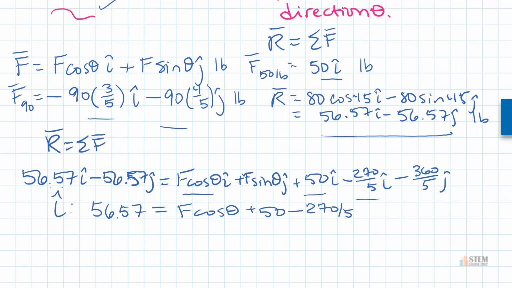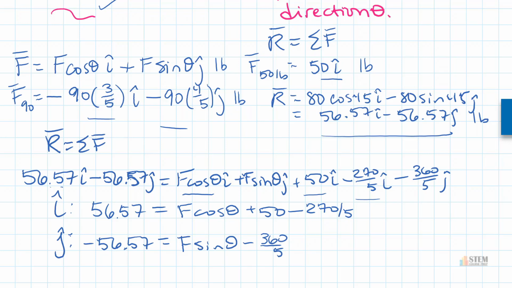Now I can't solve for my two unknowns here. I have two unknowns, one equation, so I can't really do anything with that. So let's go to the j equation and see what we get with that. Now I'm going to have negative 56.57, and that's got to equal F sine theta minus the 360 over 5, which is 72, but we'll leave it as 360 over 5. So now I've got this. I have two equations, two unknowns, and unfortunately I've got the cosine and the sine.